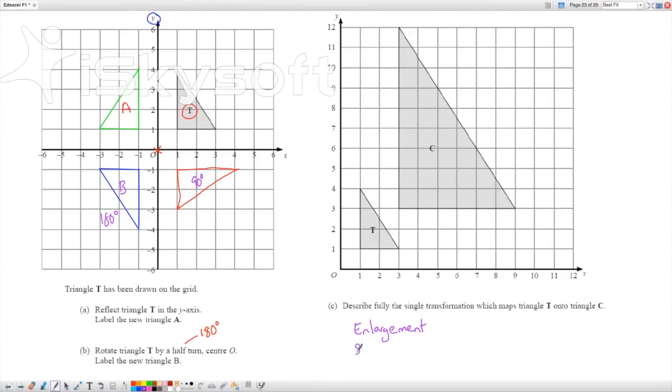Second mark is by saying the scale factor. How many times bigger is this triangle? Well, let's take a look.